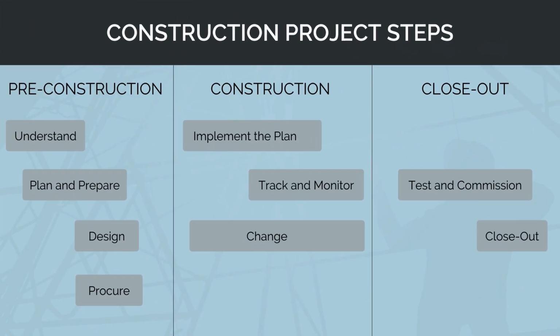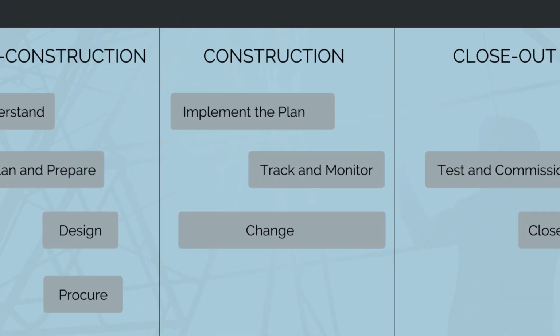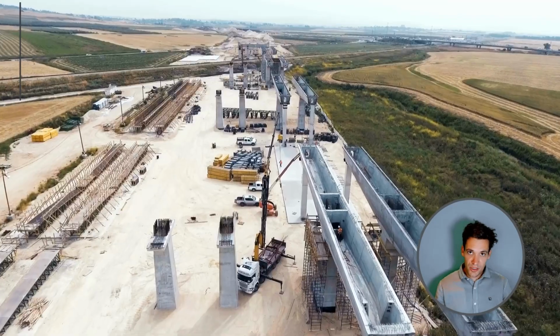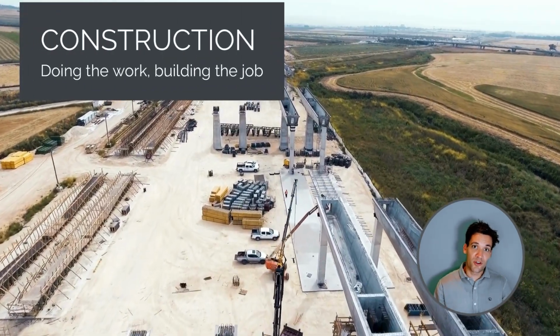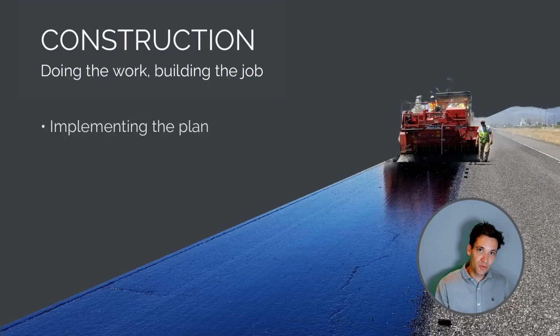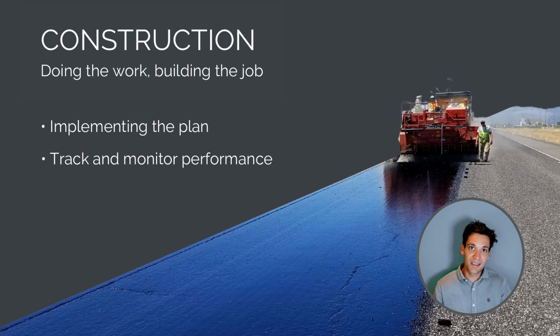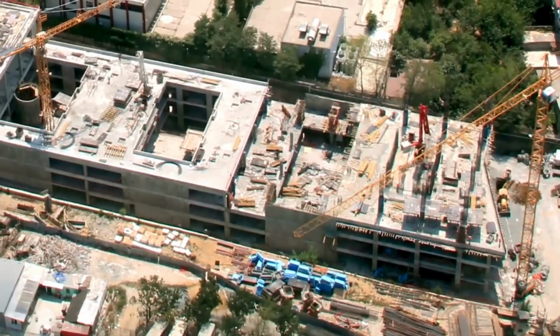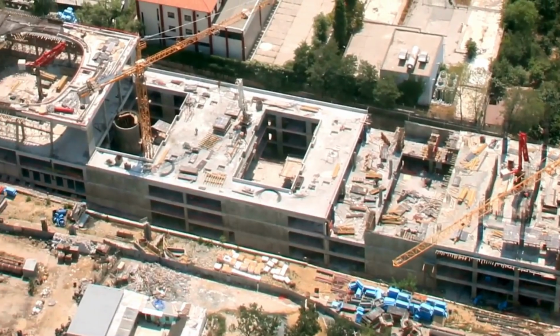So now we move from the pre-construction phase into the construction phase. The construction phase is about doing the work, building the job. We're going to implement the plan. So the plan we developed, we're now going to put into practice. We're going to track and monitor performance, and then we're going to manage change. Implementing the plan really comes down to implementing the schedule.